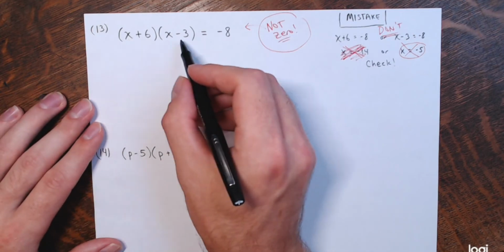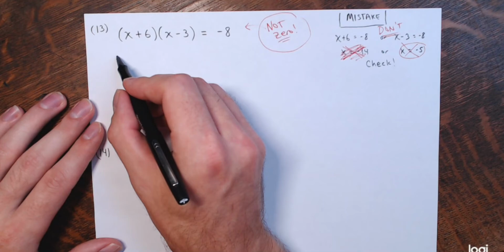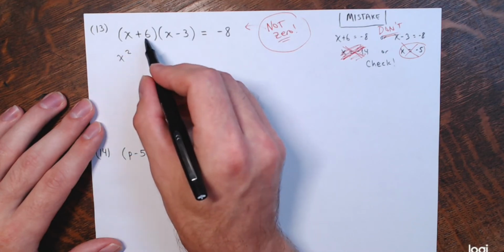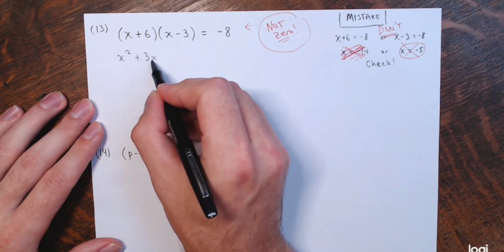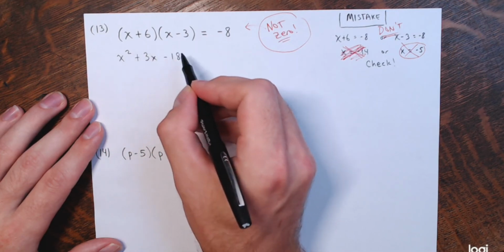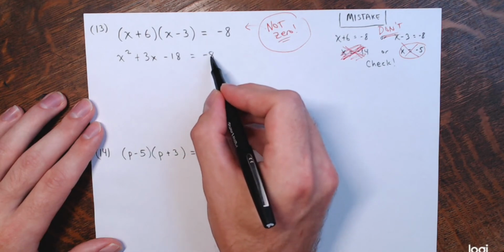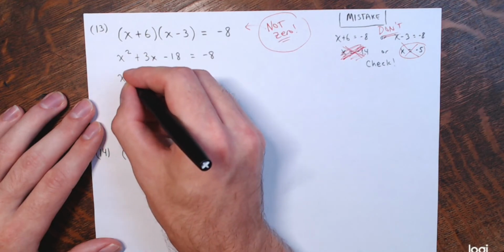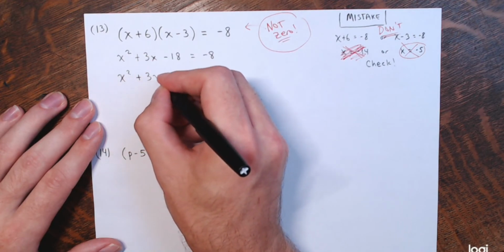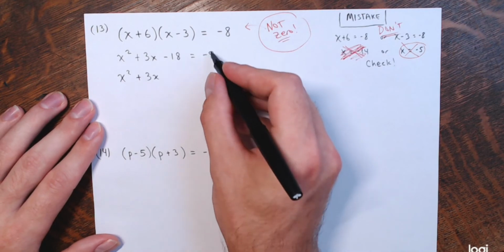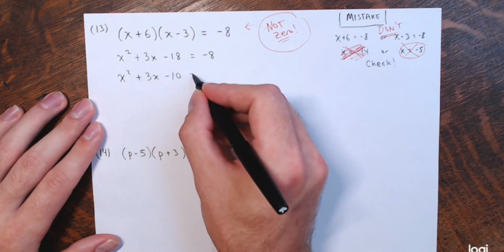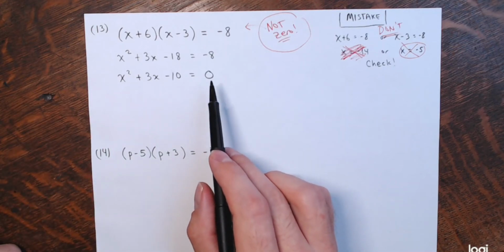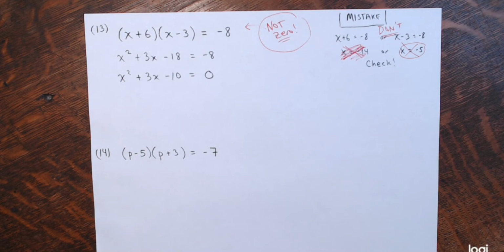So what I'm going to do here is multiply this out. We're going to simplify this. This is FOIL. We got x squared, then minus 3x plus 6x, that'd be plus 3x, then minus 18, equals negative 8. And then I add 8. We add 8, get everything to one side, 0 on the other. Plus 8 would make this minus 10. This is what I want. I want 0 on the other side when I'm trying to solve by factoring.